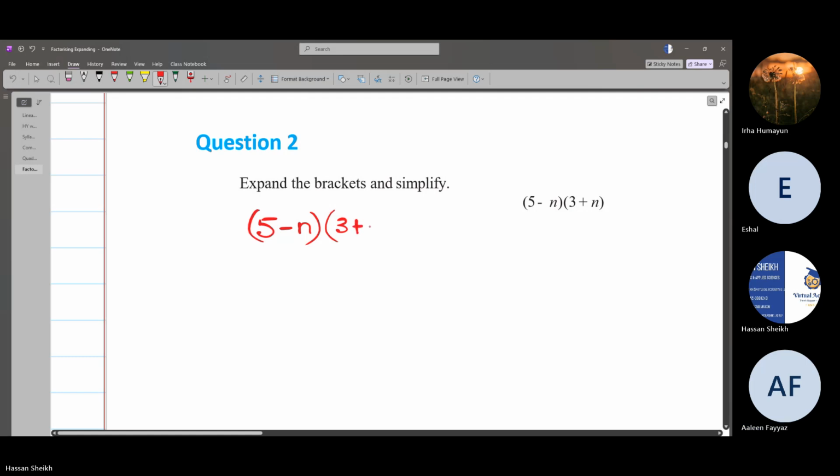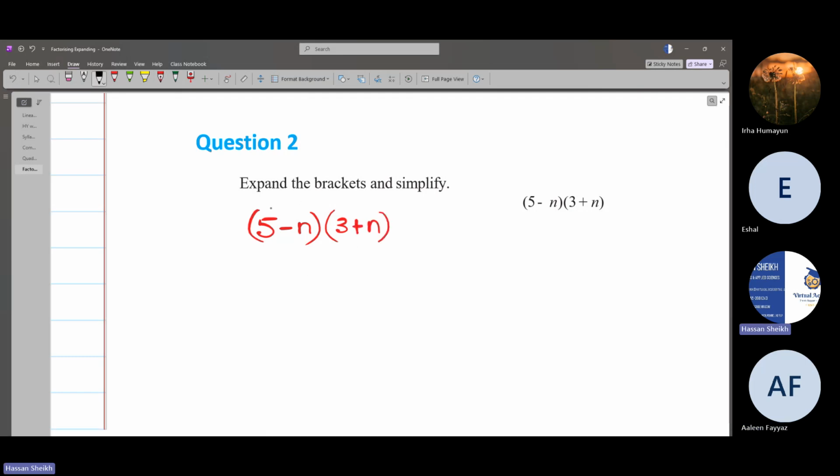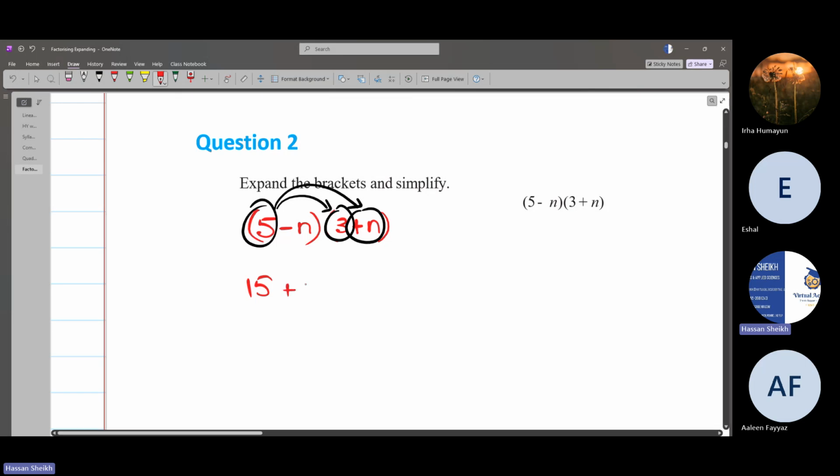So, first of all, we multiply the first element of the first bracket with the first element of the second bracket. It will generate what? 5 times 3 is 15. And then we multiply the first element of the first bracket with the second element of the second bracket. So 5 times plus n is 5n.